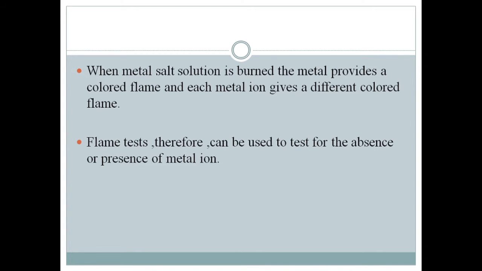When a metal salt solution is burned, the metal provides a colored flame, and each metal ion gives a different colored flame. Means if we change one metal to another, then the color also changes. A flame test can therefore be used to test for the absence or presence of a metal ion.